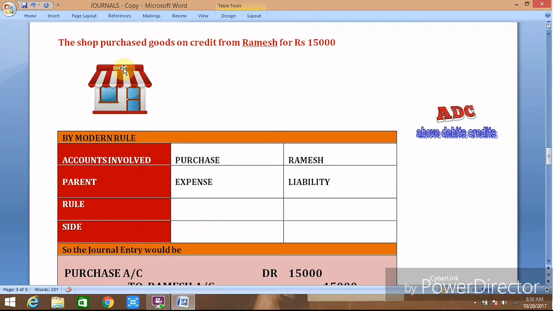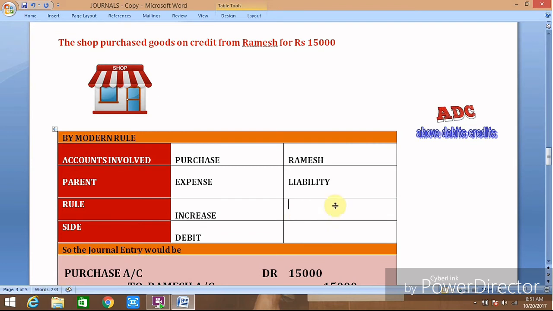So by incurring an expense by purchasing goods, we are actually increasing our expenses, right? So there is an increase in an expense, and an increase in expense would go to which side? It would go to exactly the debit side.